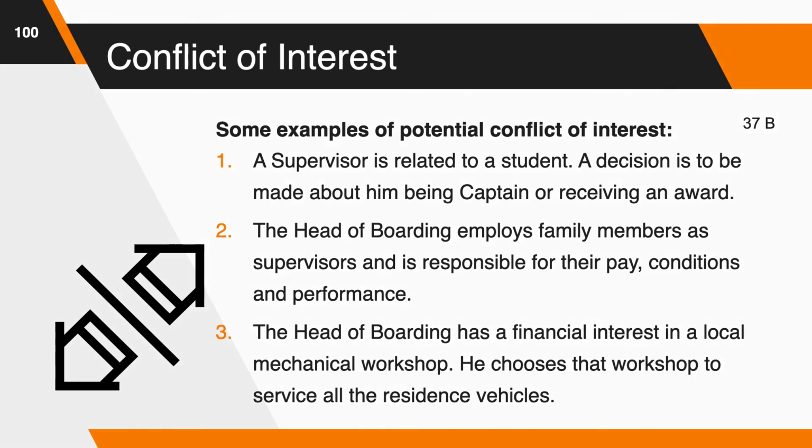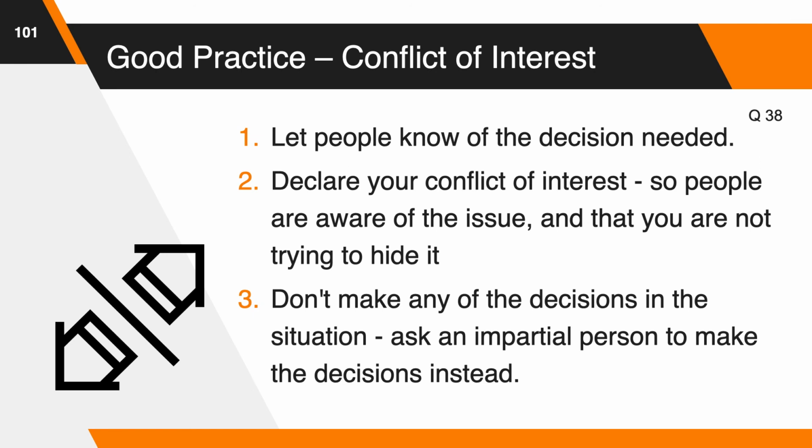So what's good practice concerning conflict of interest? And this will help you with question 38. First of all, you need to let people know of the decision that's needed. So let's just talk about, say, the mechanical workshop. So you let people know that we need to work out where we're going to have our vehicles serviced, who's going to repair and service our vehicles, and then you declare your conflict of interest. This person who is my relative owns this mechanical workshop, and so everybody knows. It's out there, there's transparency.